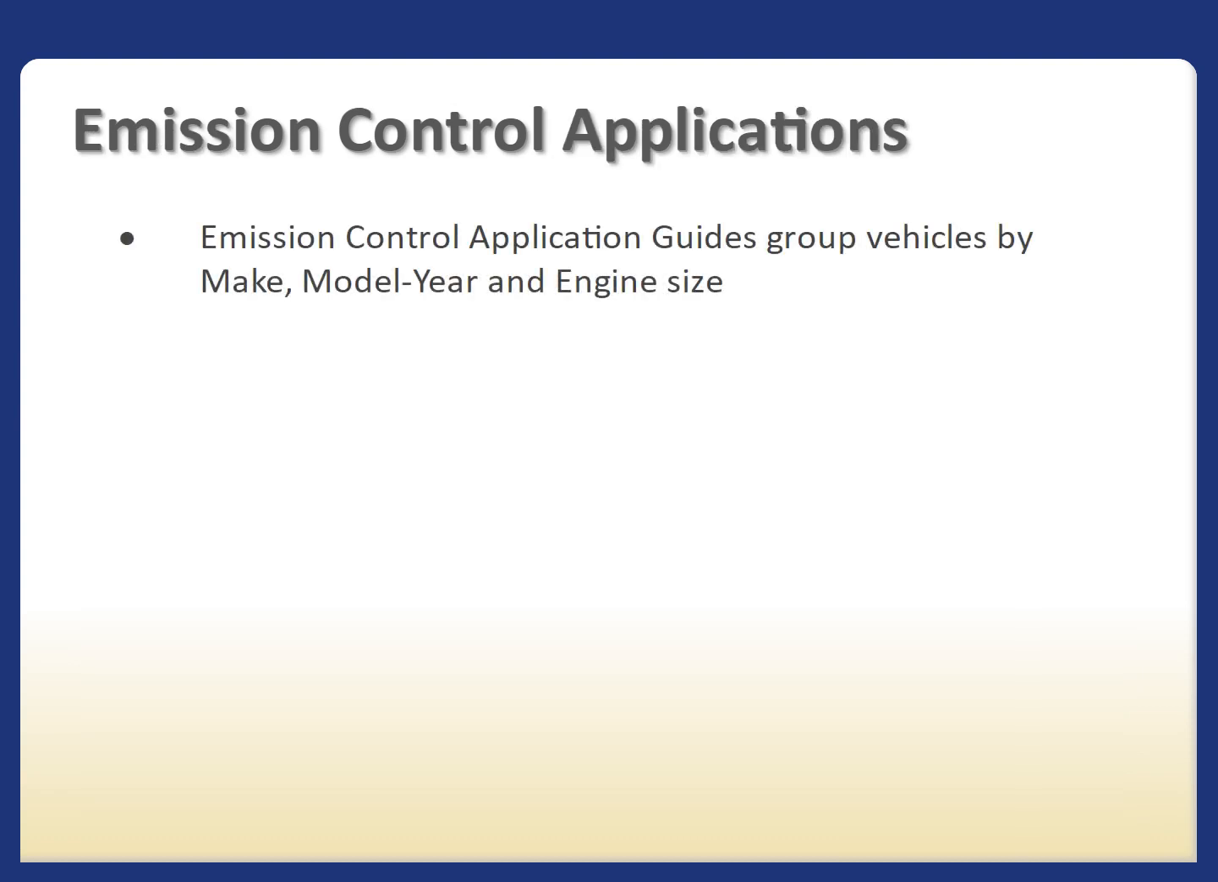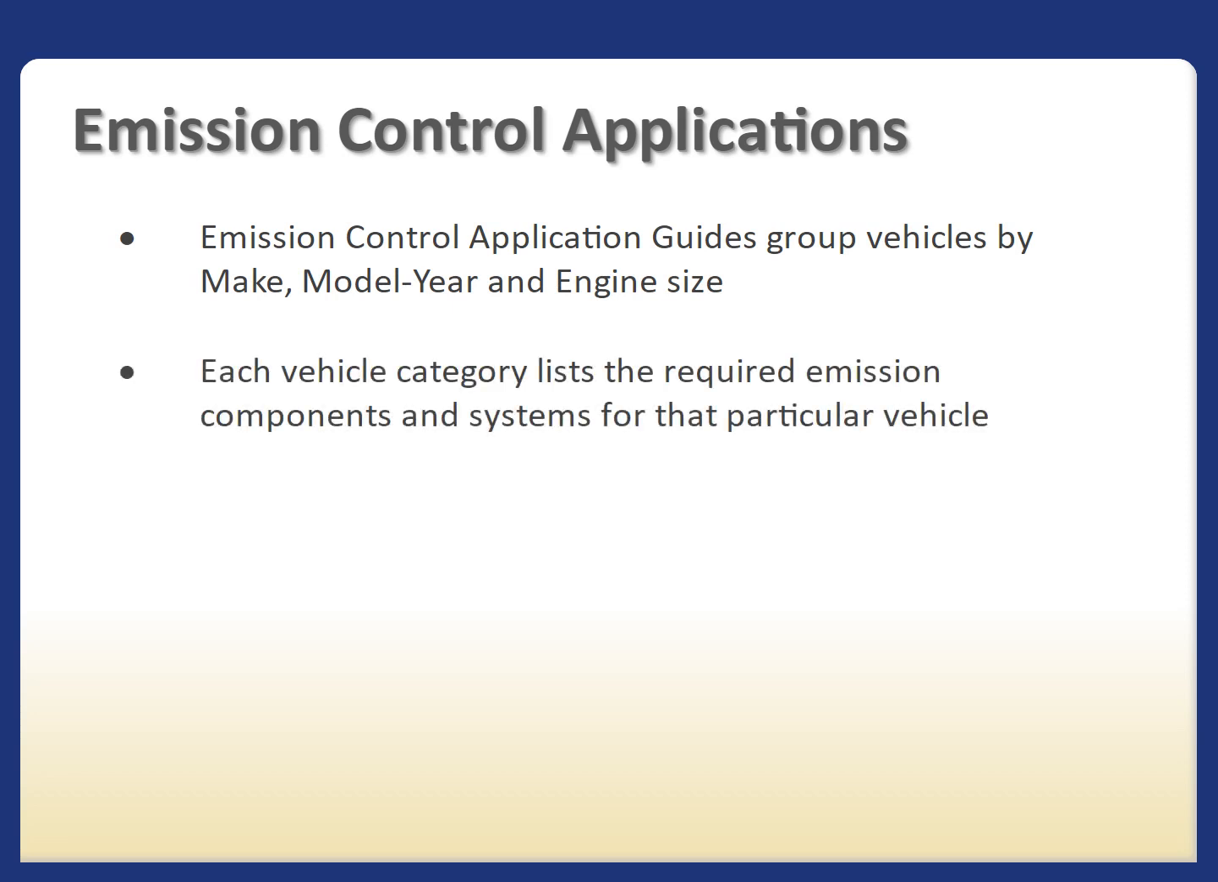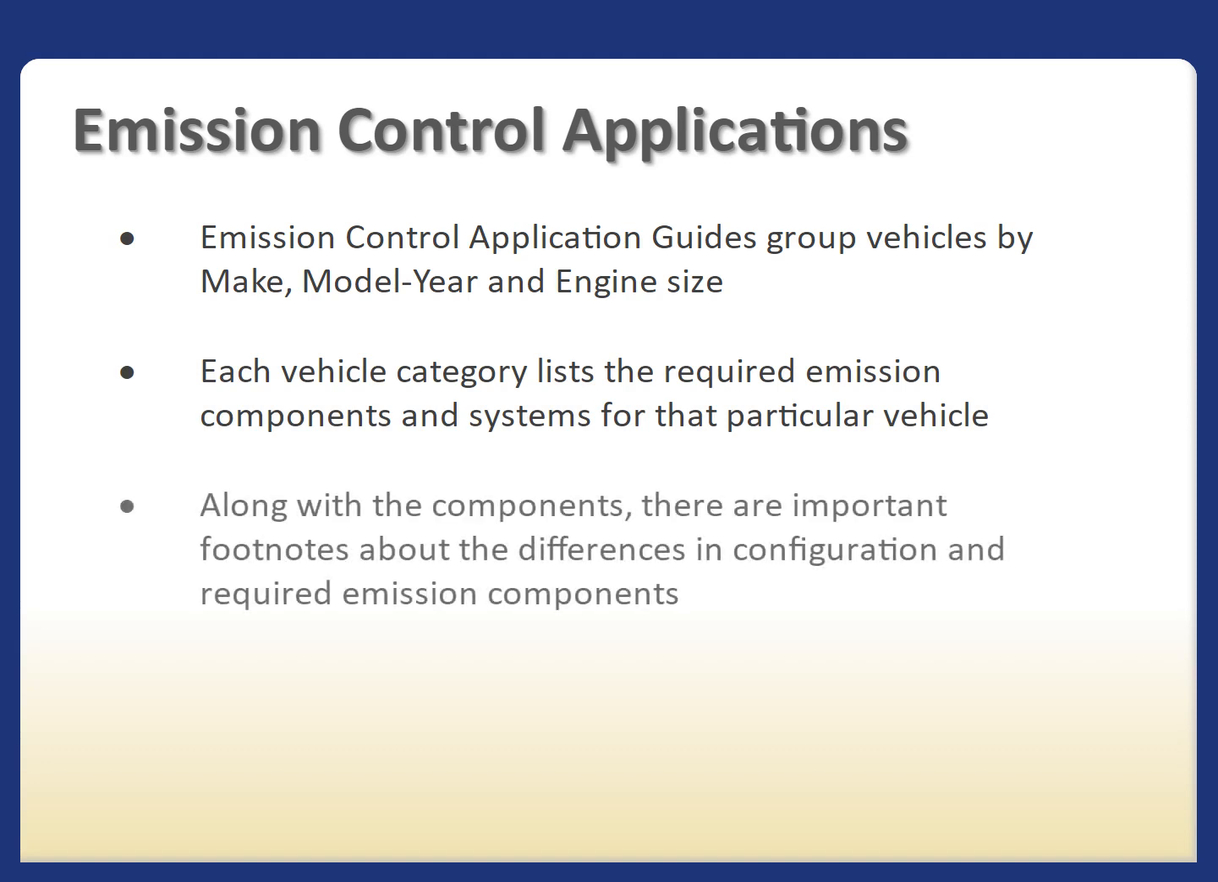Emission control application guides group vehicles by make, model year, and engine size. Each vehicle category lists the required emission components and systems for that particular vehicle. Emission control application guides have footnotes that help to explain different emission control applications in more detail.